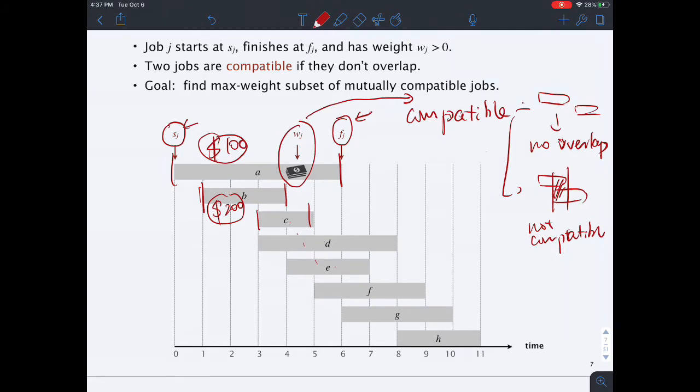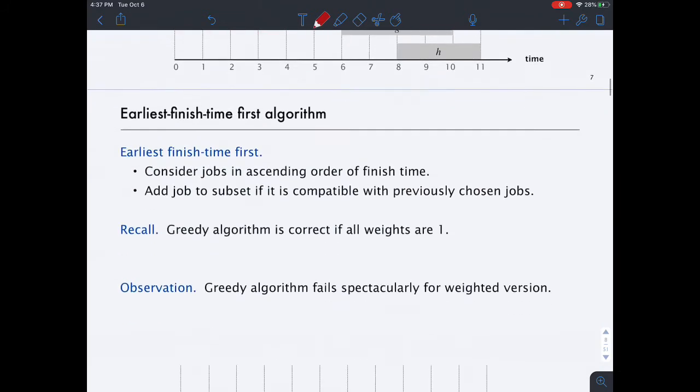So we are only interested in subsets of jobs that can be executed by the same server, which means that whenever you output a subset of these jobs, if I pick two arbitrary jobs in this subset, they cannot overlap. They have to be compatible, right? That's the definition of compatibility. So we do want to be able to solve this problem.